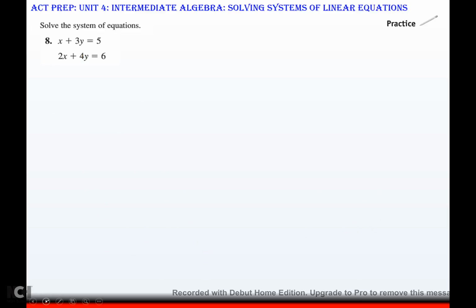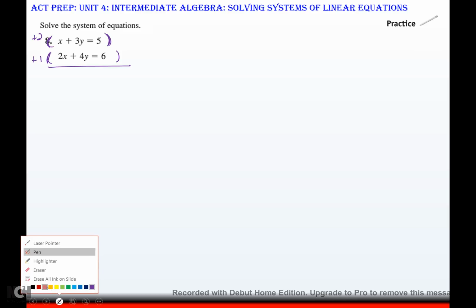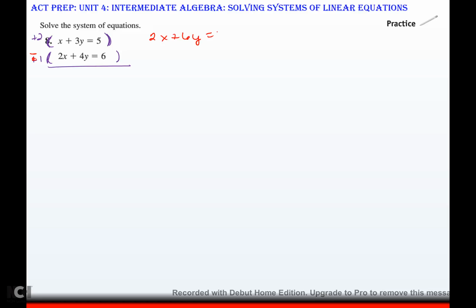Okay. All right, so now number 8. I'm looking, if I try and add first, nothing's going to be eliminated, so I'm going to have to pick something and multiply the top by the bottom and the bottom by the top. And I decided to get rid of the x's. So positive 2 goes up, positive 1 comes down. They came out the same, so I'm going to make them different. I make the bottom negative. On top, I'm going to get 2x plus 6y equals 10. On bottom, I'm going to get negative 2x, negative 4y equals negative 6.